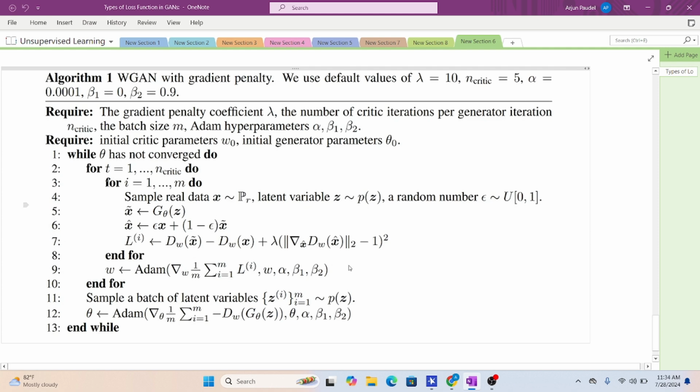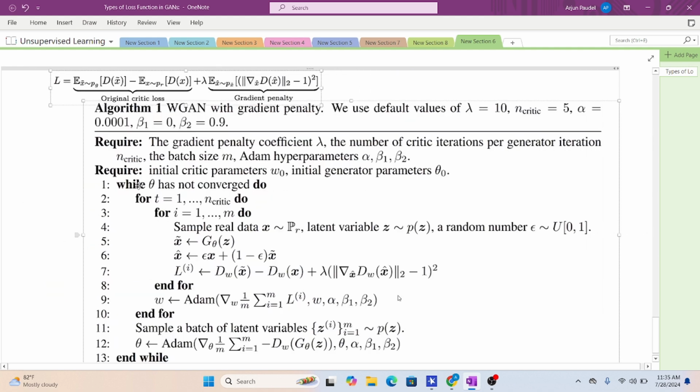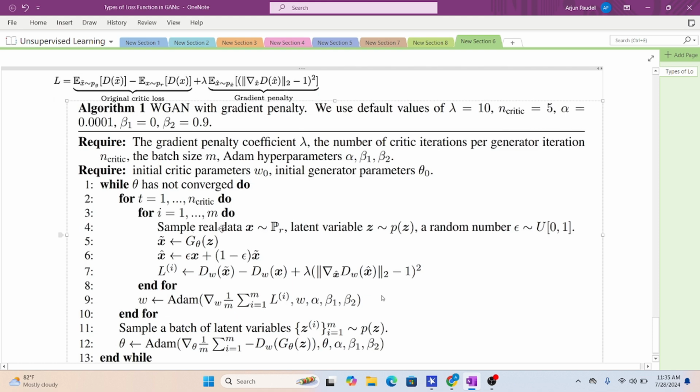First of all, we are running this from 1 to 5, since n_critic is 5, and for i from 1 to m, for the whole batch of data, we sample x from the real data distribution. We run this loop m times. We sample real data from the real data distribution, sample z from the latent prior, and sample epsilon from a uniform distribution.